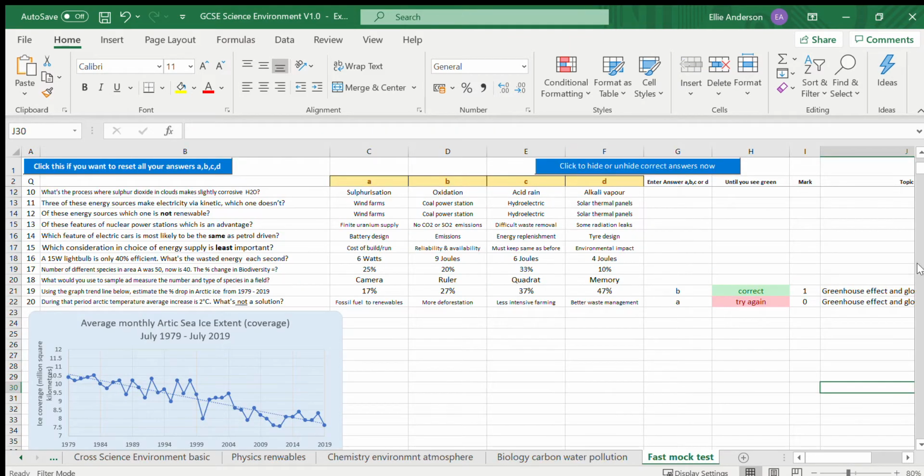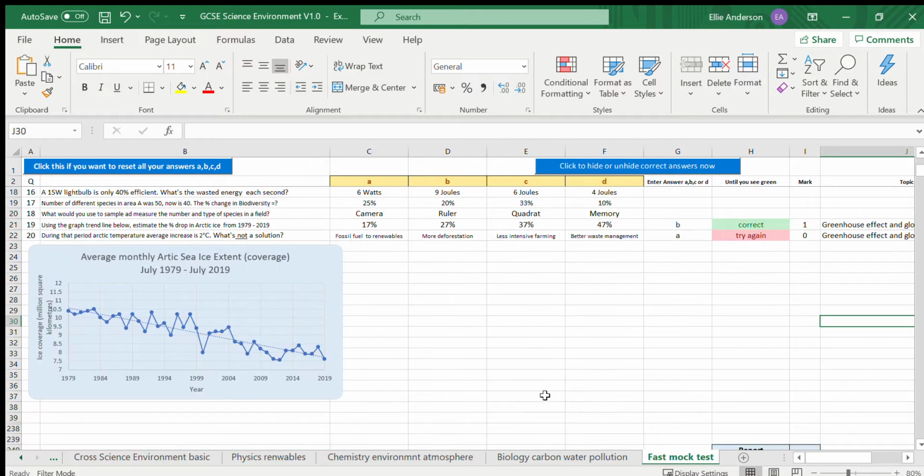And then a test at the end to cover the whole thing, all three aspects: physics, chemistry, biology. And there's, for instance, a nice set of data from the government actually on Arctic sea ice extent, and there's a question around that. Now that's not in the syllabus, but you could get a graph that's not in the syllabus but is relevant to the environment, where you have to answer some questions on it.